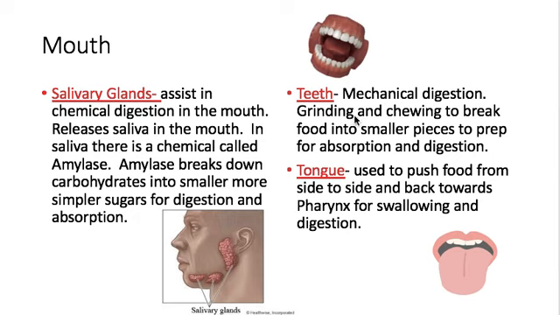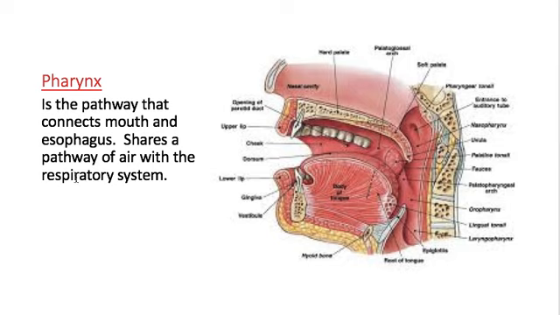Next, your tongue is used to push the food when you chew from side to side and back towards the pharynx when you swallow. So when it's time to swallow and you've chewed all your food, it is time for your tongue to move that food, now called a bolus, to the back of your throat for swallowing. So here is a picture of your throat.